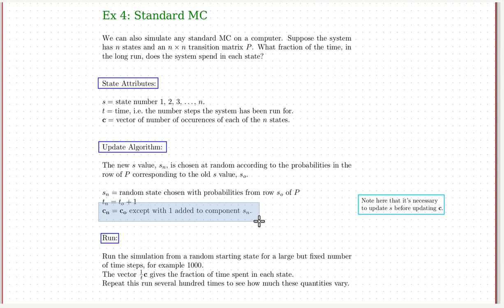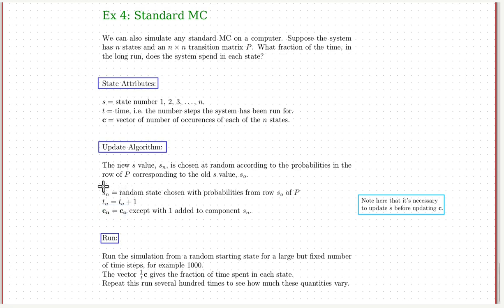Because we've just reached that state one extra time, so we have to increment that count by 1. Okay? Notice in this situation that it's rather important that we update the value of S before updating the value of C, right? We have to know what the new value of S is, what Sn is, before we can update the value of C. We can find out what Cn is, right?